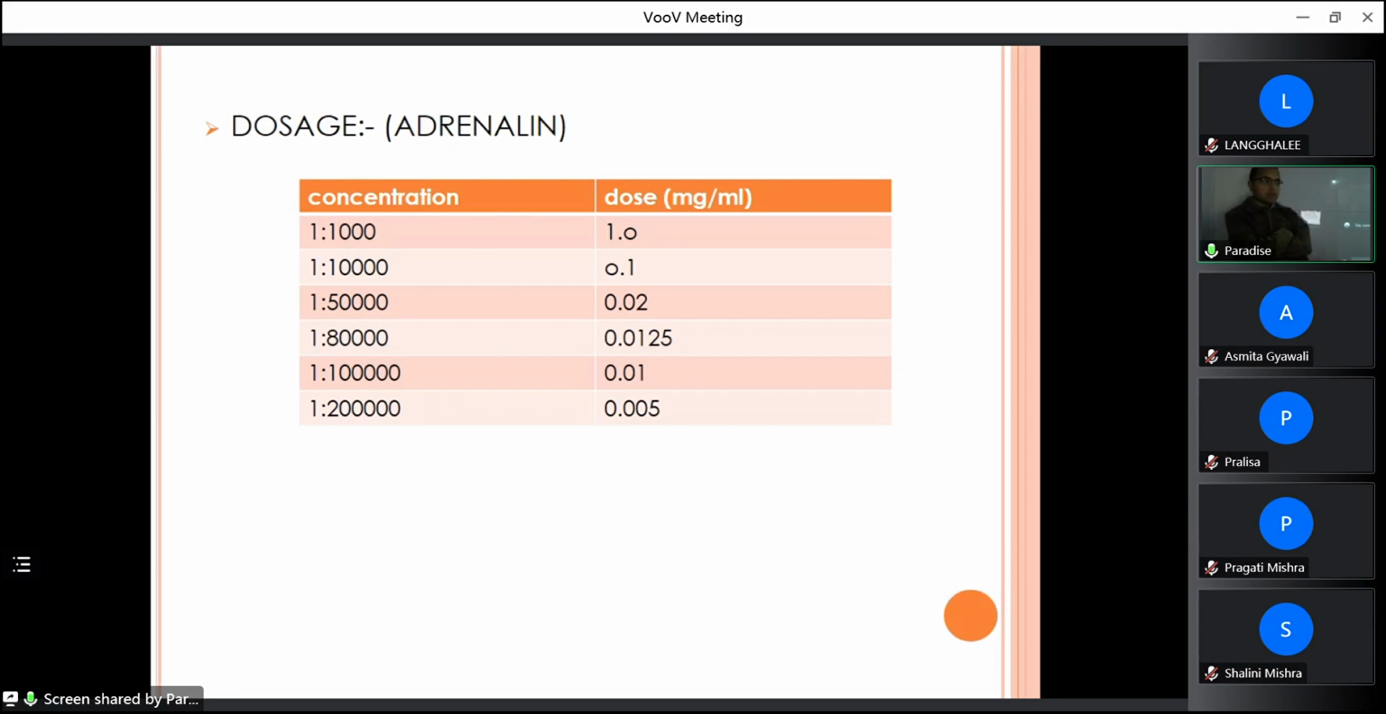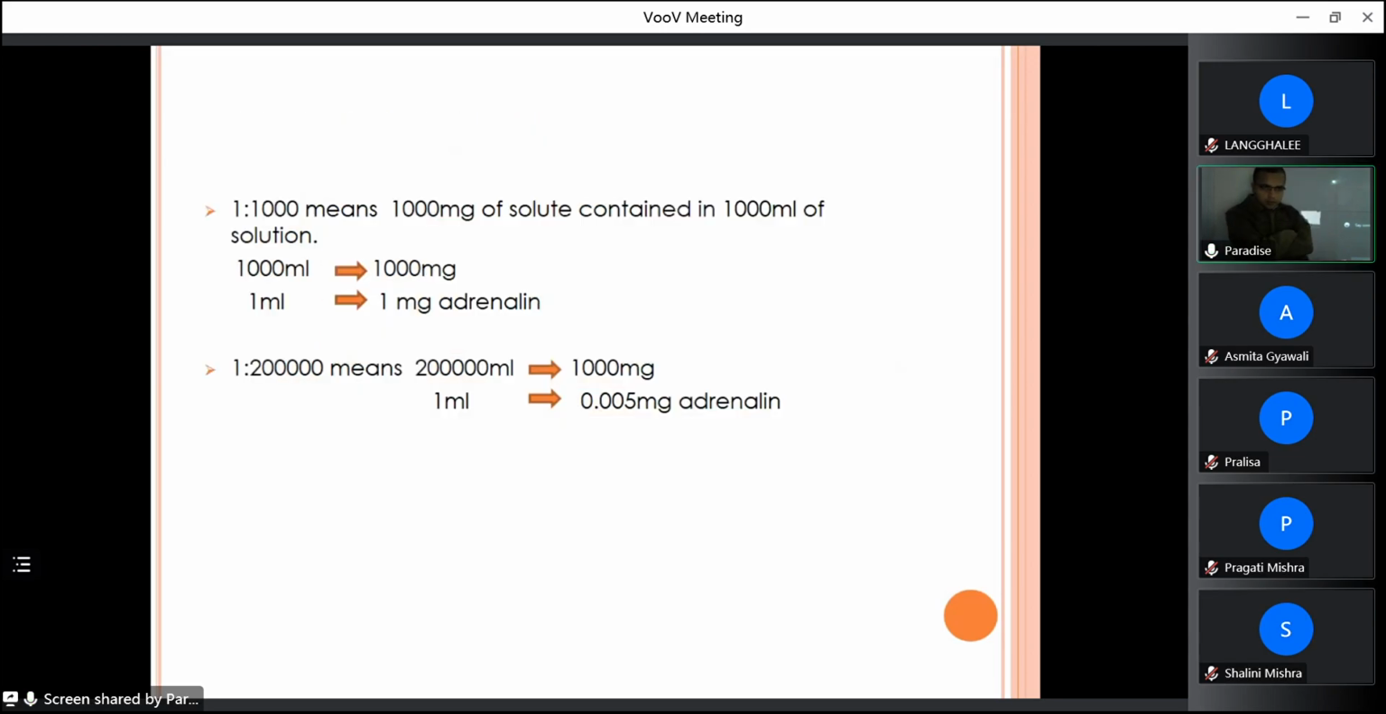Whenever you are injecting local anesthesia, you have to calculate the dose of lignocaine as well as the dose of adrenaline. It is important both when you are treating the patient practically as well as it is asked in the exam. So 1:1000 means 1000 mg of solute contained in 1000 ml of solution. So 1000 ml of solution consists of 1000 mg of adrenaline. 1 ml consists of 1000 by 1000, that is 1 mg of adrenaline.